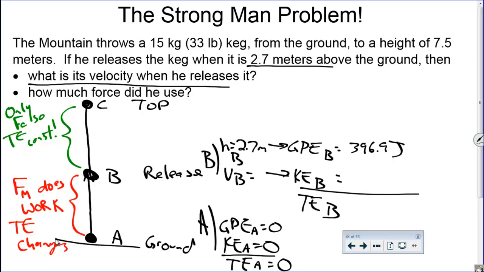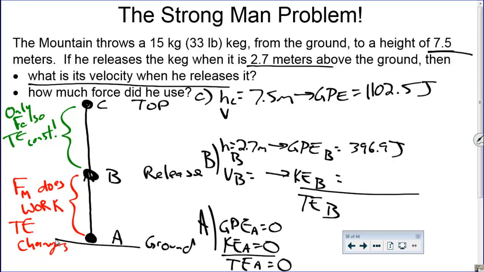Now, also there's point C. Point C is important because that's the top of the path. At point C, the height is 7.5 meters, so I can find my GPE. 15 times 9.8 times 7.5 is 1,102.5 joules. The velocity at point C is 0, which means the KE is 0. And so my total energy at C is 1102.5 joules.